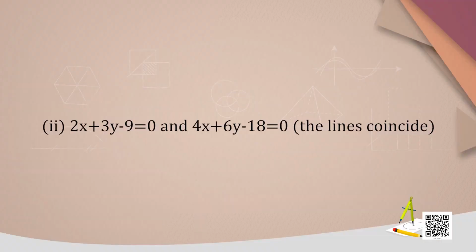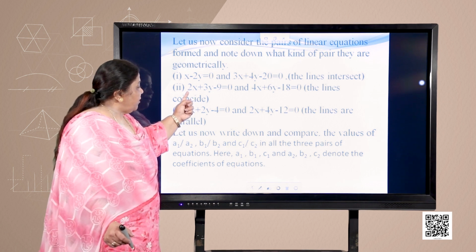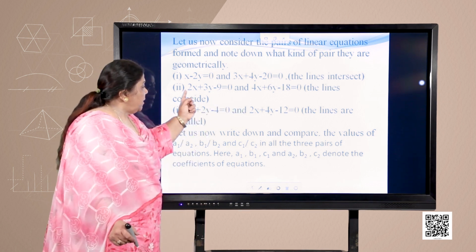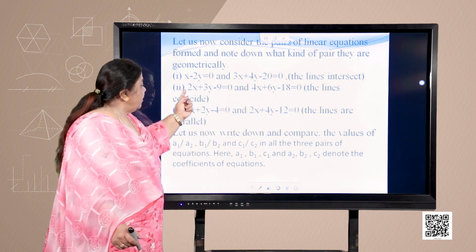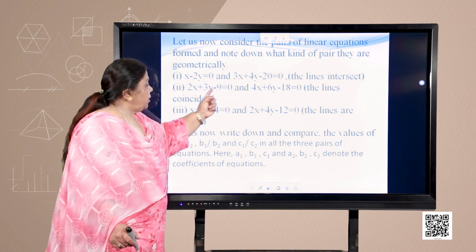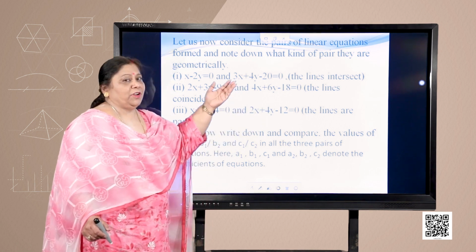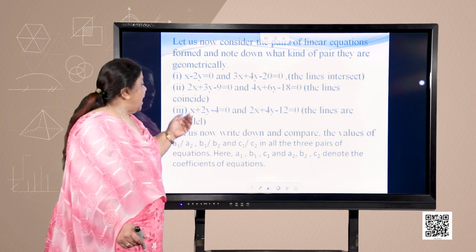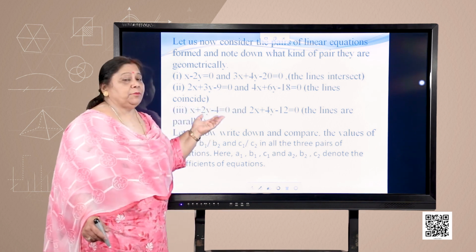In the second case, 2x plus 3y minus 9 is equal to 0 and 4x plus 6y minus 18 is equal to 0, the lines will coincide. Just observe the equations. Here the second equation is nothing but the complete first equation multiplied by 2. So, I get 2 upon 4 is equal to 3 upon 6 is equal to 9 upon 18. That is 1 upon 2 is equal to 1 upon 2 is equal to 1 upon 2 and therefore, we have infinitely many solutions and the system is dependent.